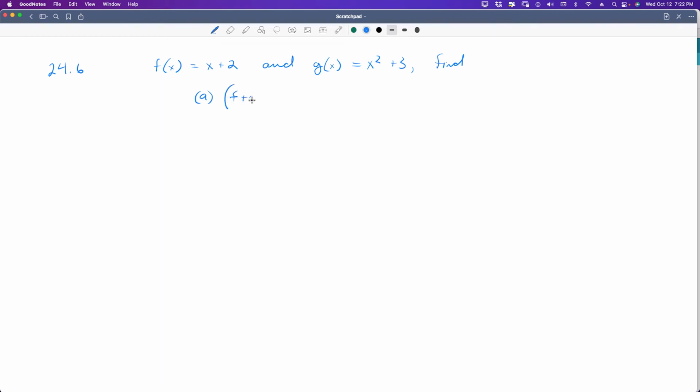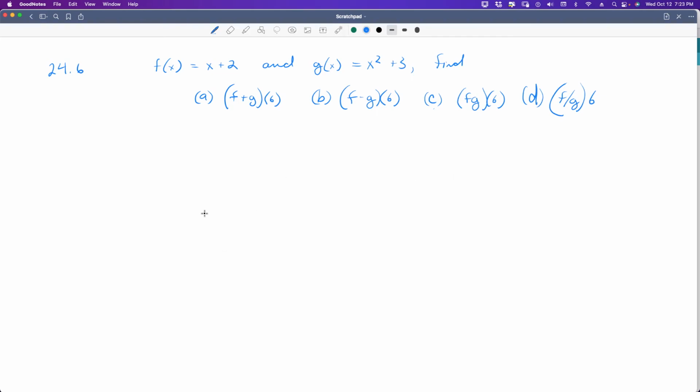f plus g of x. Oh, actually, it's not x. Sorry. It's 6. So the x is 6. B is going to be f minus g of 6. And C is going to be the product, so fg of 6. And then D is going to be f divided by g of 6. Okay?